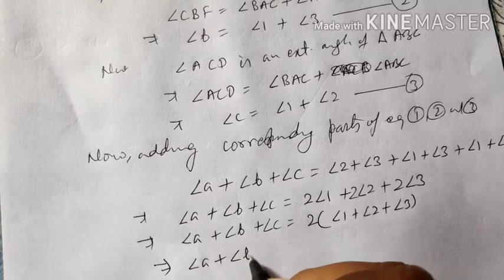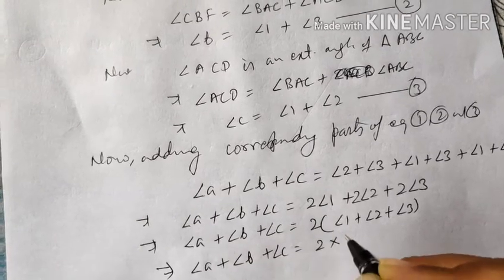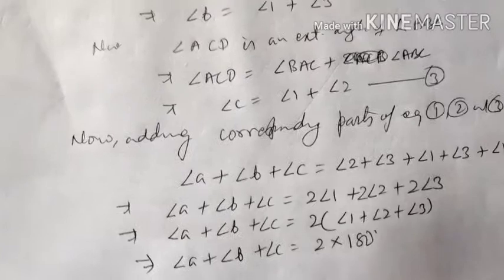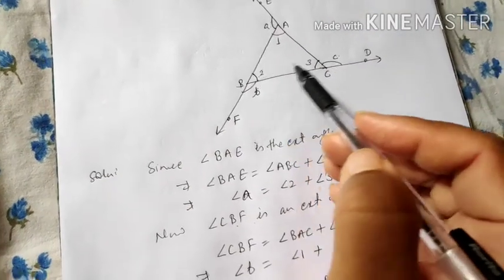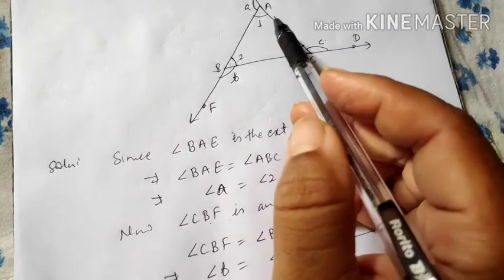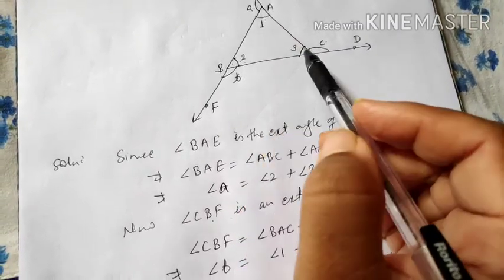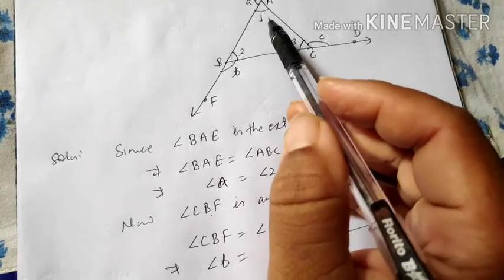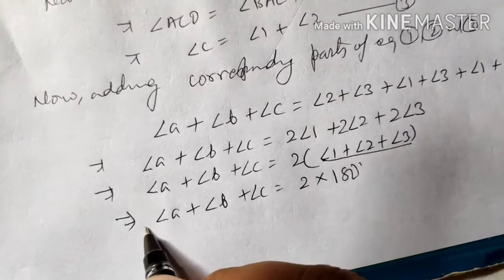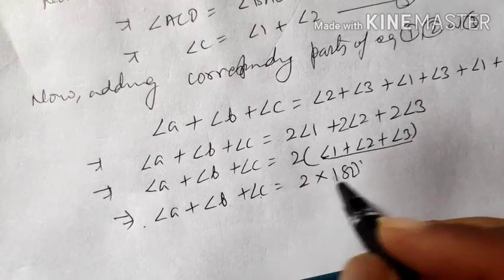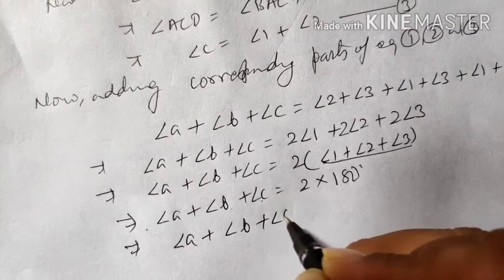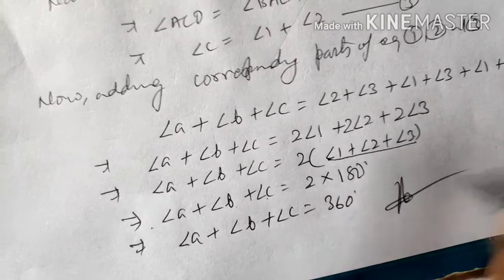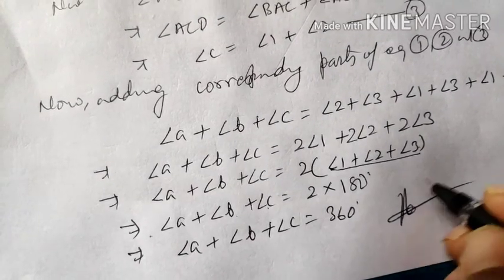And this implies angle A plus angle B plus angle C equals 2 multiplied by 180 degrees. Why? Because angles 1, 2 and 3 are the interior angles of the triangle ABC, and we know that the sum of interior angles of a triangle must equal 180 degrees. So here angle 1 plus angle 2 plus angle 3 must be 180 degrees. So angle A plus B plus C equals 2 multiplied by 180 degrees. So this implies angle A plus angle B plus angle C equals 360 degrees. Hence proved.